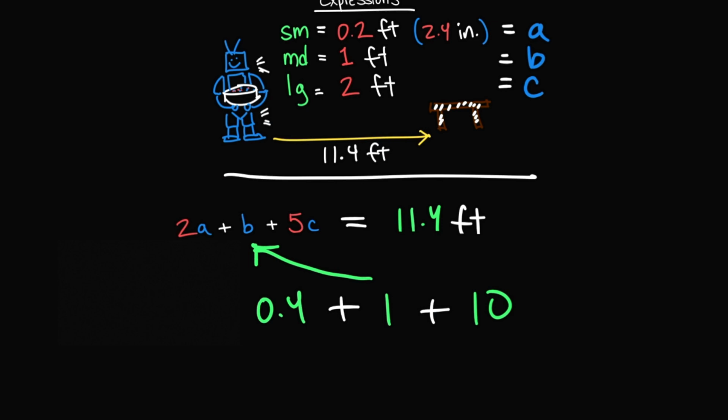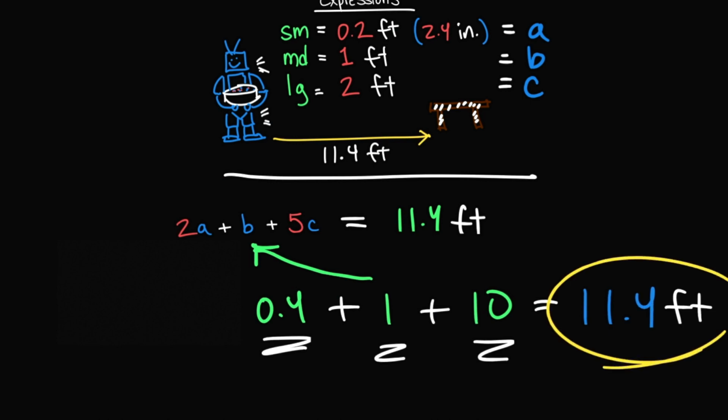And so if we add all of these together, we've got 0.4 plus 1, that's 1.4, plus 10, that's 11.4 feet. And so our robot has successfully figured out how many steps of each size to take in order to get from where he is to that table in the most efficient way. Good job, robot.